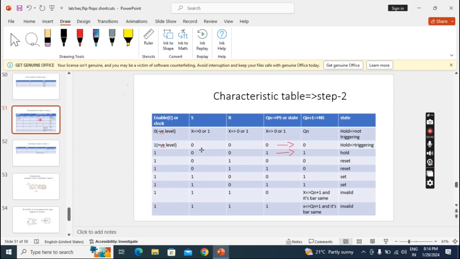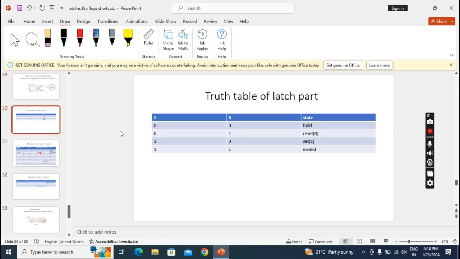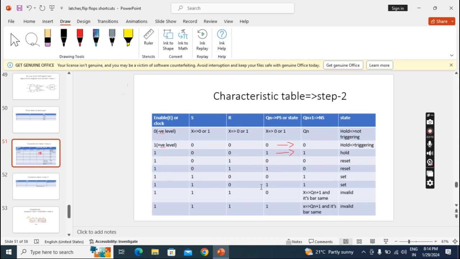We'll see one input. Suppose I apply 0, 0 and with positive level, the clock is 1. So what will happen here? I am applying 0, 0 and this is 1. If any input of an AND gate is 0, the output becomes 0, and here also the output becomes 0. So what goes to the NOR latch? 0, 0 is going. When 0, 0 goes in, the NOR latch holds. The same thing happens as with the gated NAND latch with positive level. There is no other difference.